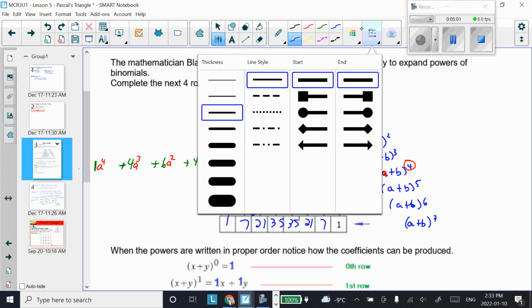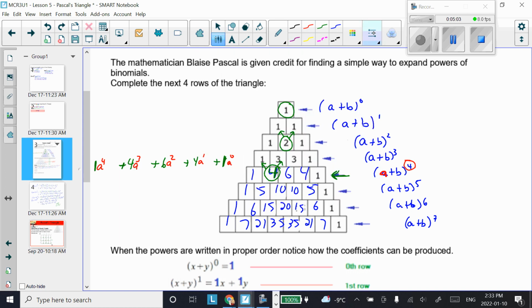And let's do that in purple. Okay, and the largest exponent for the b is also going to be 4, and that's going to be at the other end. So we have b4, b3, b2, b1, and b0. Okay, and now I'm just going to simplify, right?